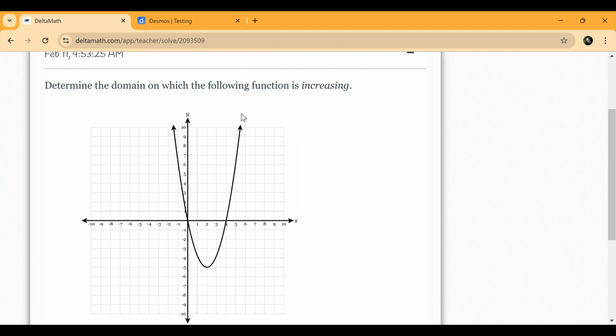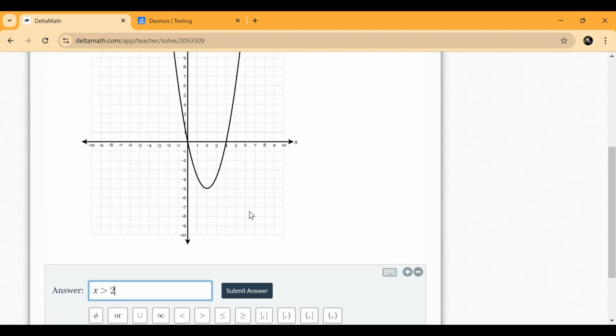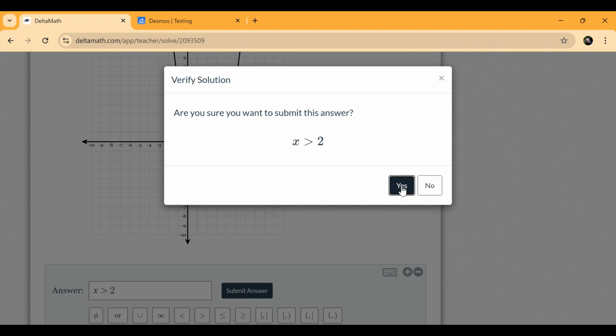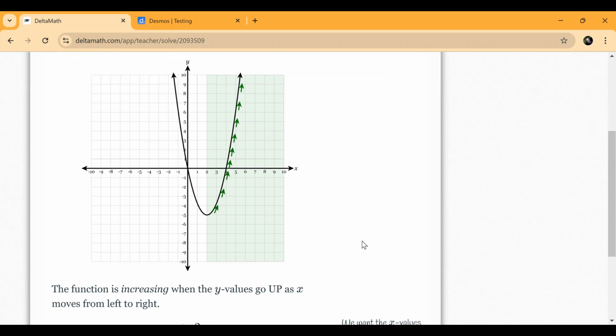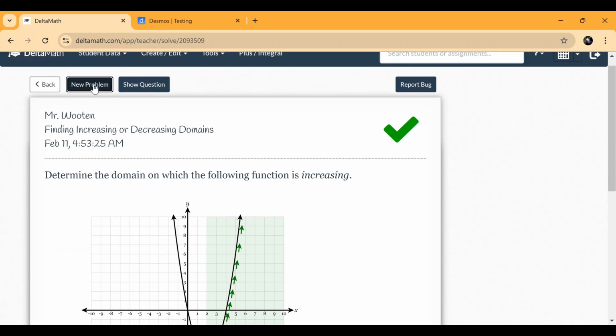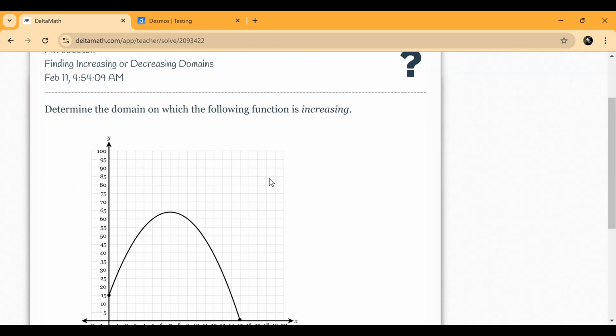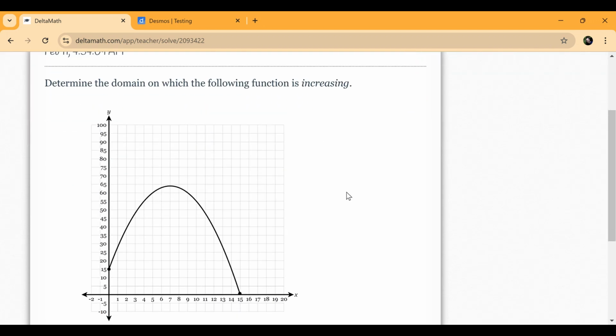Notice how this graph goes on forever. It doesn't just end at a point. Makes it a little bit different than the last one. There we see increasing over here. It would have been decreasing for all values less than 2. One more. Determine the domain on which this function is increasing.